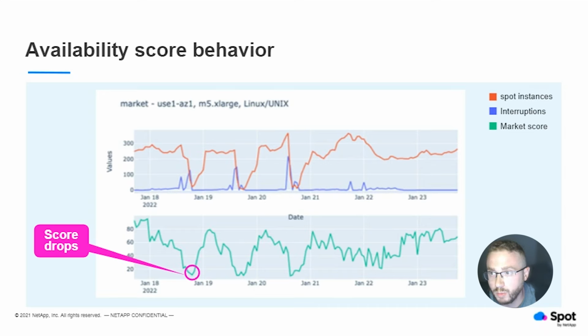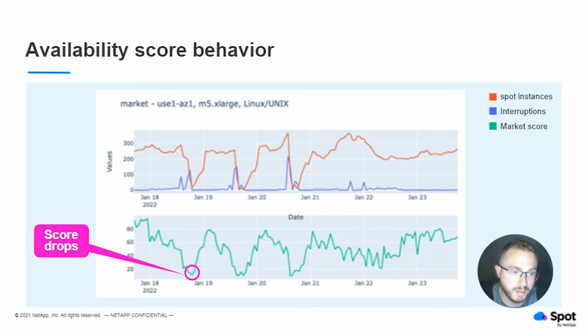And this is exactly where the market starts to switch to on-demand. The blue line is the indicator that tells us how many interruptions occurred. So you can see when interruptions start to happen, the spot instances start to get interrupted and fall. Now, the green line is the market score, and this is what we give in our platform.